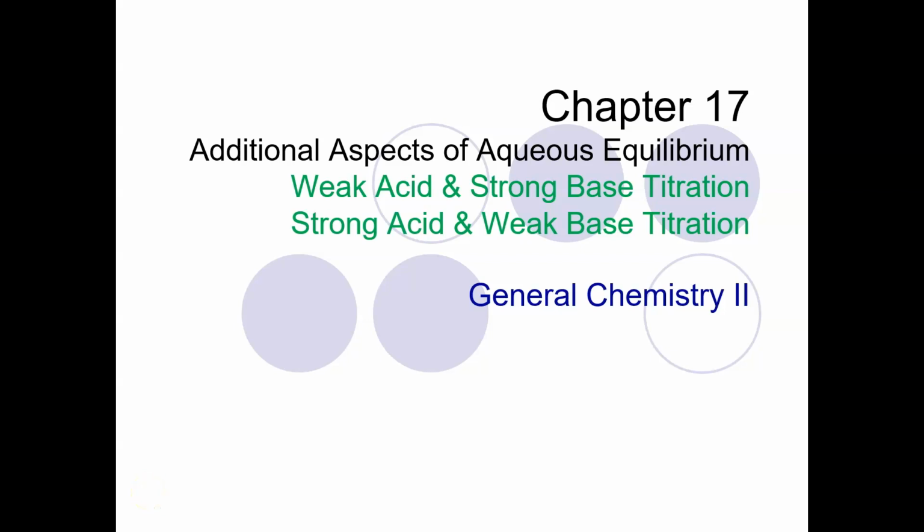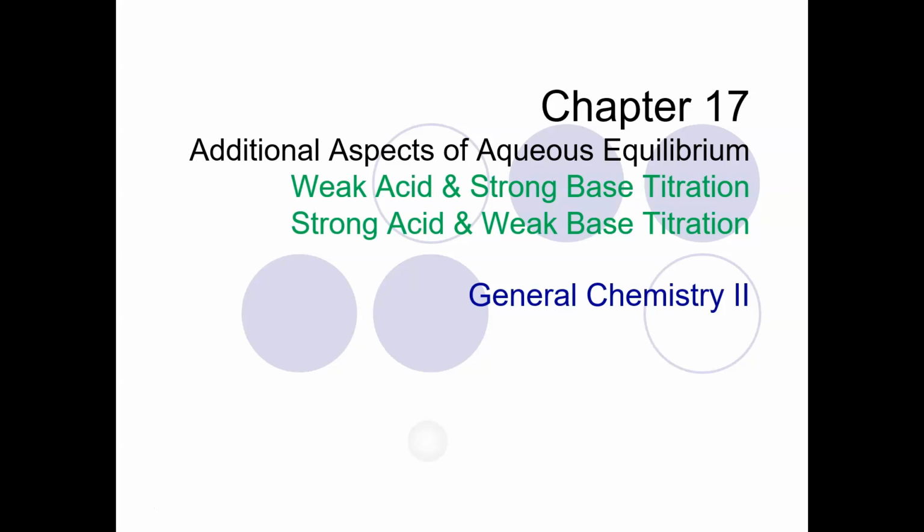So this lecture video is from Chapter 17, Additional Aspects of Aqueous Equilibrium, but it's about weak acid and strong base titrations, as well as strong acid and weak base titrations. So before watching this one, watch the strong acid, strong base video. That's the best place to start, because we're going to be using what we did in the strong acid, strong base, and then adding to it.